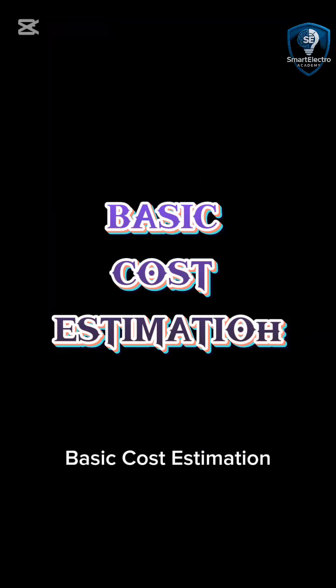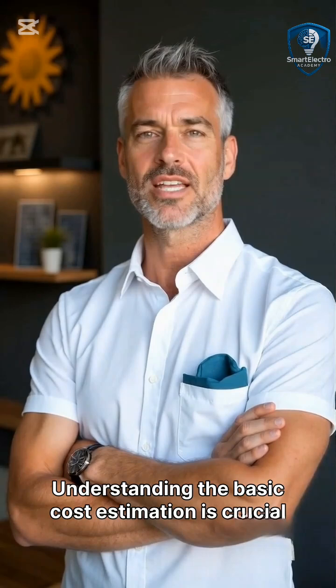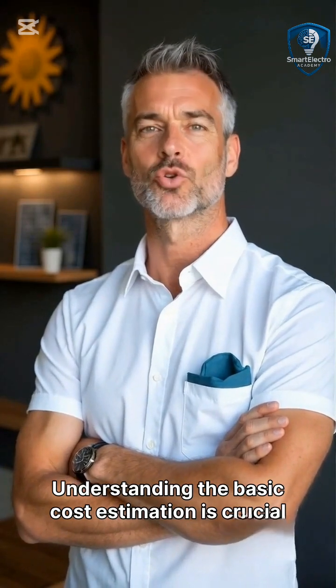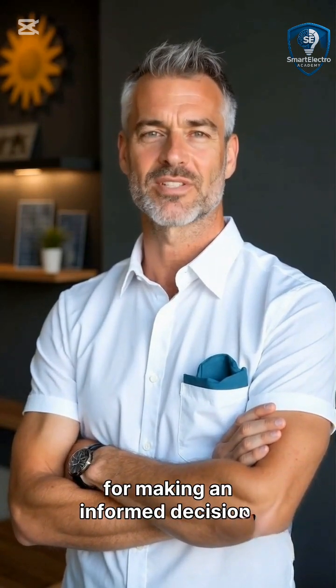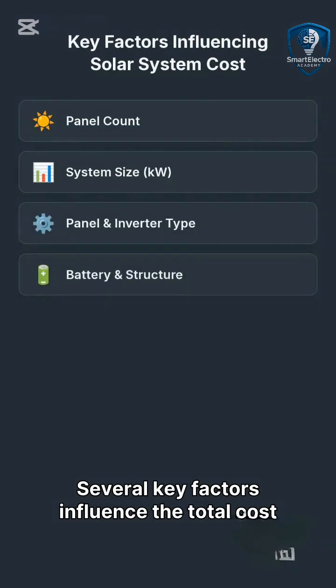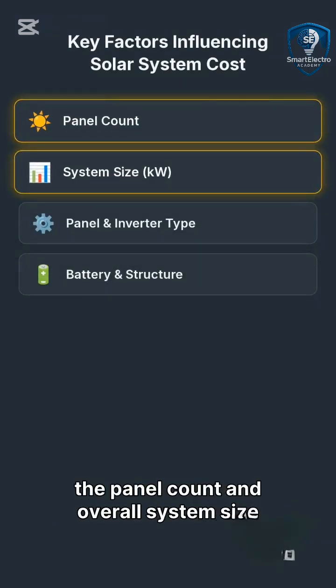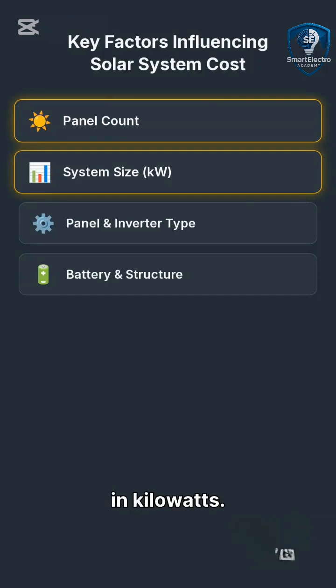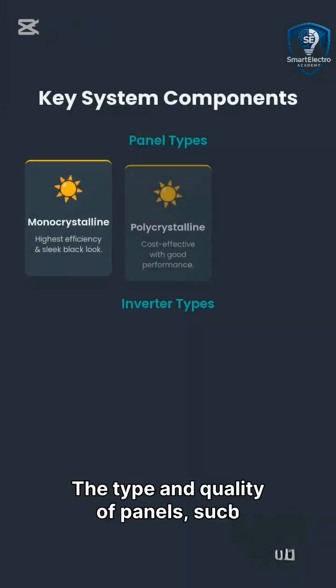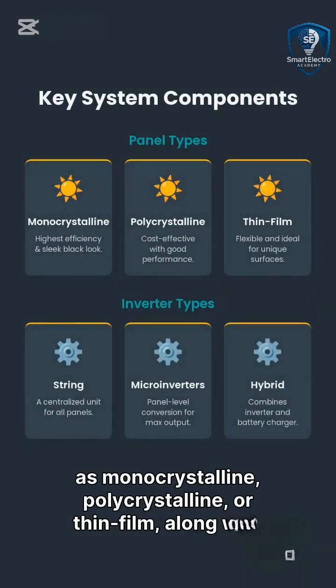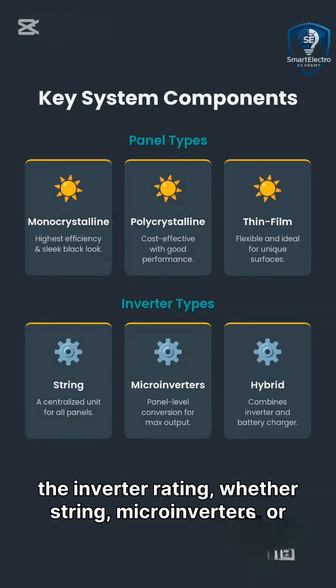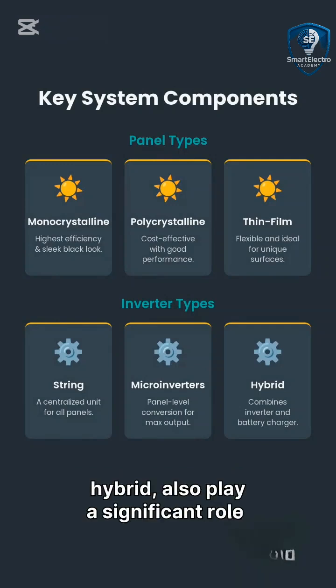Basic cost estimation. Considering solar panels for your home, understanding the basic cost estimation is crucial for making an informed decision. Several key factors influence the total cost of a solar panel system, starting with the panel count and overall system size in kilowatts. The type and quality of panels, such as monocrystalline, polycrystalline, or thin film, along with the inverter rating, whether string, microinverters, or hybrid, also play a significant role.